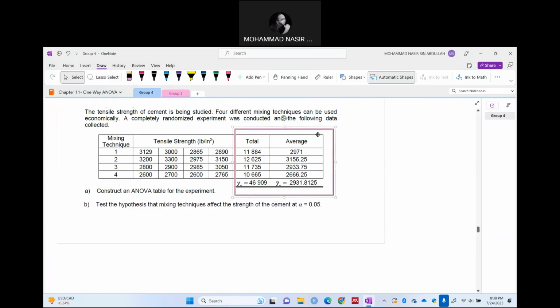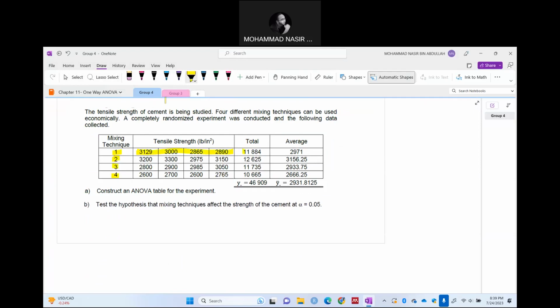So this area, the total and average, will not be provided. You will be given mixing technique and tensile strength only. Once you get this kind of data, you need to find the total for each treatment. You have 4 treatments here: treatment 1, 2, 3, and 4. This is the observation for treatment 1. In treatment 1, we have 4 observations.